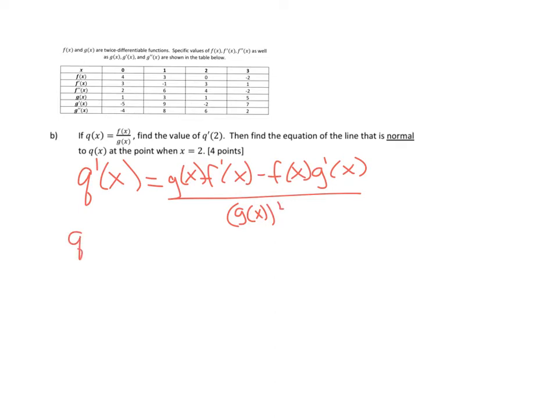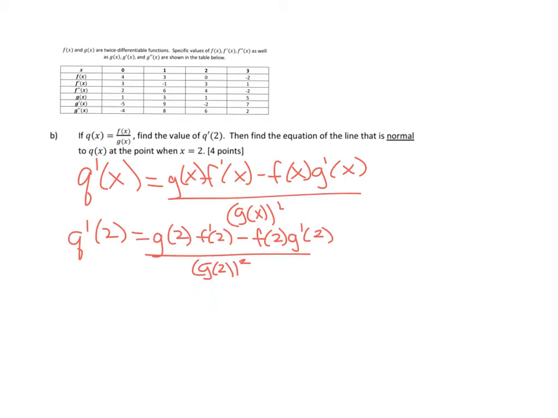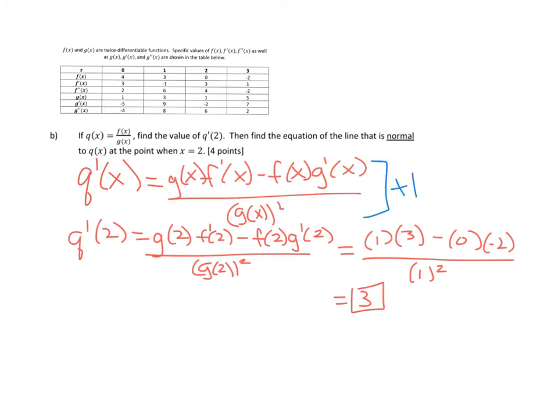Then you are going to evaluate that at x equals 2. So you should end up getting g of 2 times f prime of 2 minus f of 2 times g prime of 2 all over g of 2 squared. Then you can use the table to substitute in the values of g and f at 2. And if you work this whole thing out, you should get 3. So far in this problem, if you did the quotient rule, you get a point. If you got 3, you get your second point.